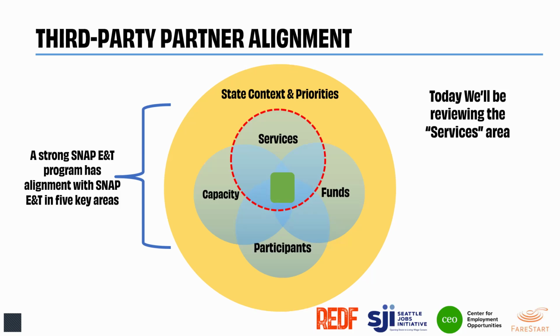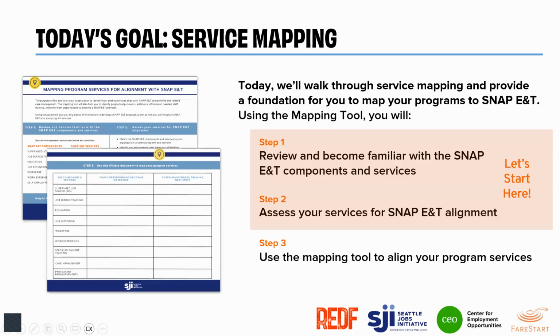But today we're going to talk about services and how to align your current programming with what Sam had referred to as components. And how are we going to do that? Well, we're going to use a service mapping tool. Many of you probably have already seen this in your Google files. Some of us have walked through it initially in our TA sessions together. But really what we're going to do today is utilize this tool as part of an activity that we're going to have later on.